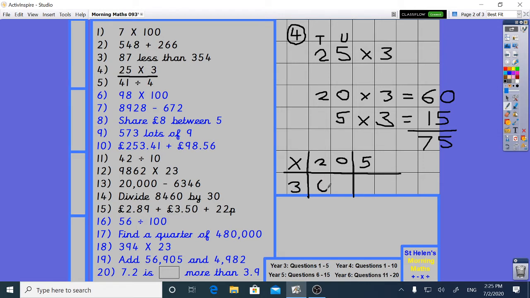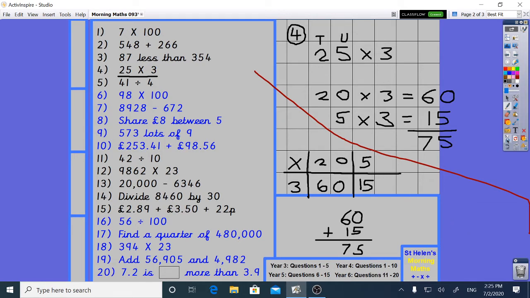3 times 2, 6. Place 1, 0. 3 times 5, 15. You can see how we've got 60 and 15, just like we did in the top method, which is above that line. 60 and 15. You add them up at the end. 60 and 15 means 60 plus 15, because 'and' means plus usually in maths. 75 is definitely correct. I've done it with 2 methods, and I've got 75.